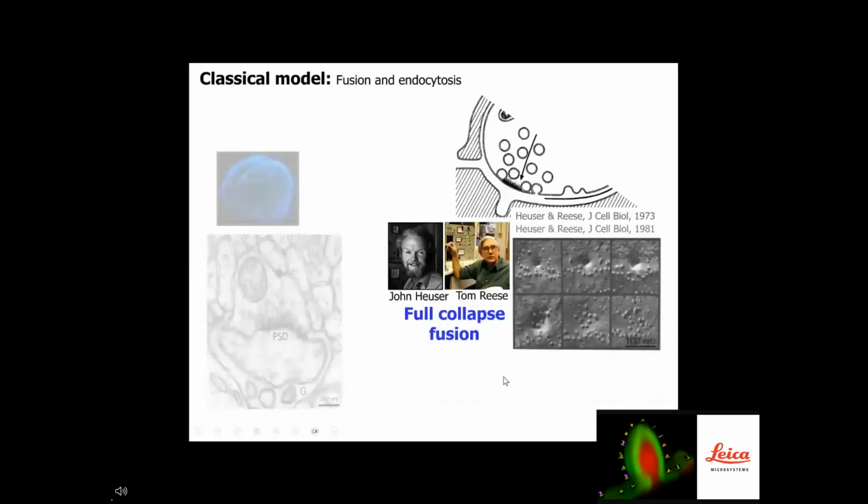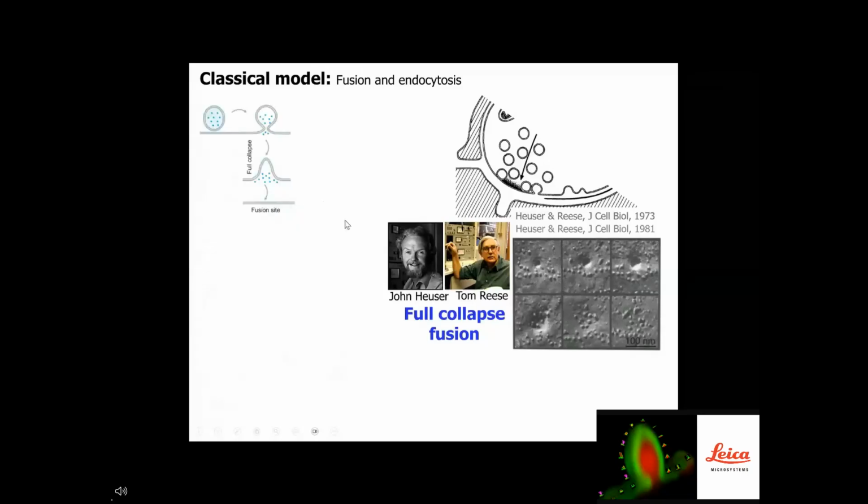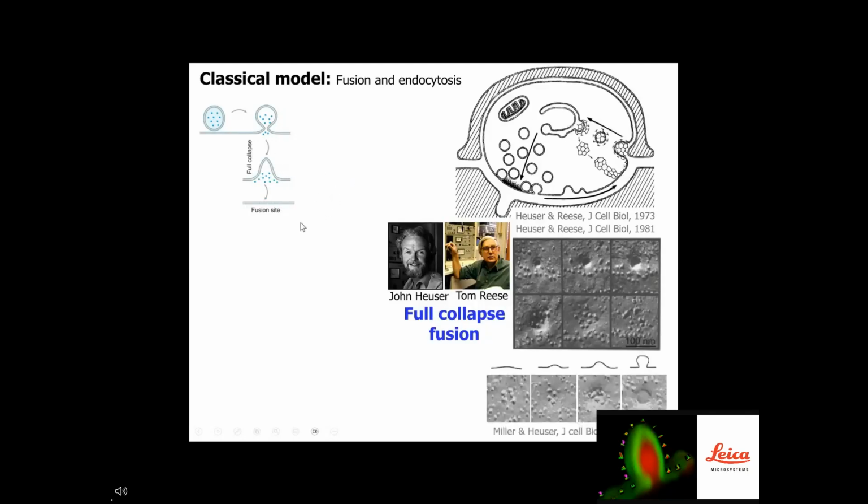Back in the 1970s and 80s, John Heuser and Tom Reese discovered these fusion pore-like structures using electron microscopy methods. They then proposed the full collapse fusion hypothesis, which involves the fusion pore opening and then fusion pore dilation until the vesicle is completely flattened at the plasma membrane. After this full collapse fusion, they saw a morphological change that reflects endocytosis. Therefore, they suggested that endocytosis undergoes these morphological changes that are almost the reverse of this full collapse fusion, and it takes place at the endocytic zone, which is different from the exocytic zone here.